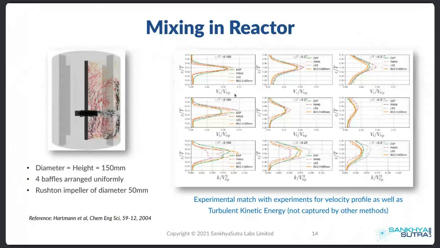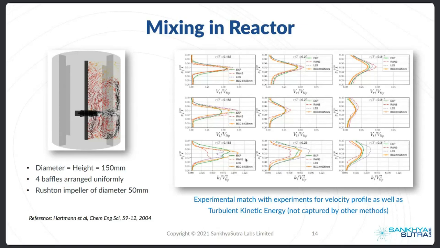What you see is for radial velocity, there is a good match between experiments, simulations carried out at SankhyaSutra Labs, as well as simulations that are not for turbulent flow, they are not as accurate. That is RANS simulation, those are called Reynolds-averaged Navier-Stokes simulations. So far as the velocity quantities are concerned, we have a good match between all of the simulation methods.